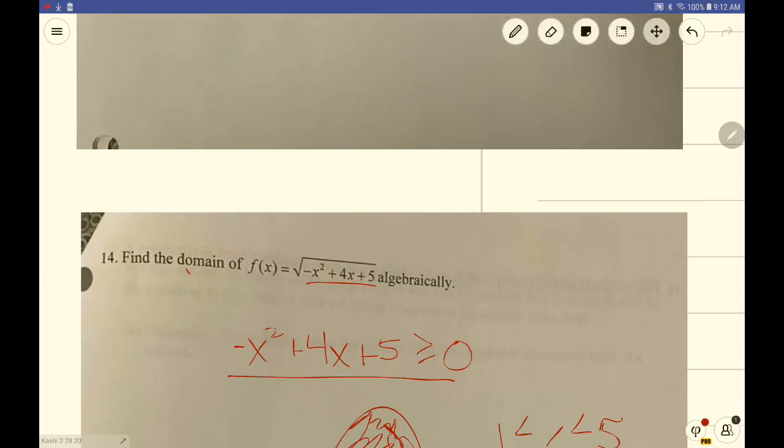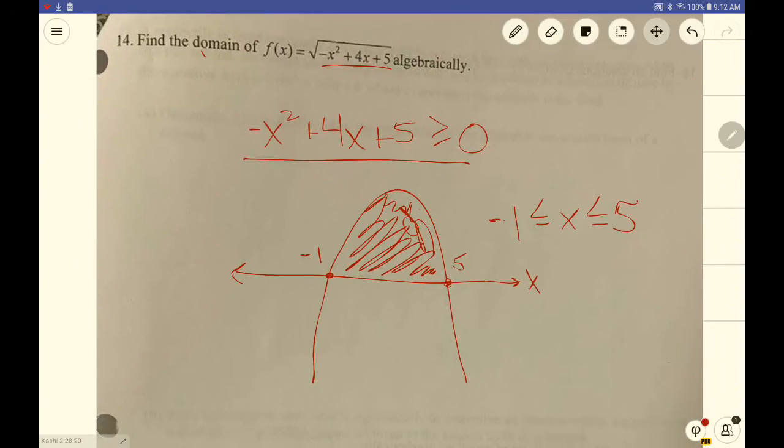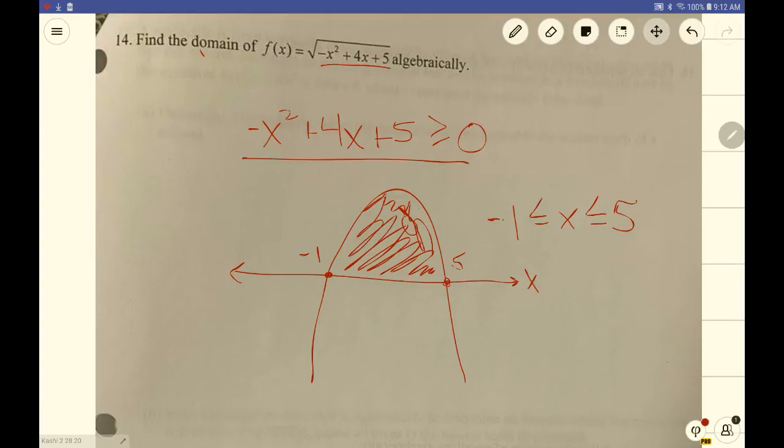And let's see if that's all we did. Oh, here we go. The domain is just to find out what values of x give you under the square root sign something that's greater than or equal to 0. And we did that with our calculator. We looked at the curve, found out the curve is greater than 0 between negative 1 and 5. And it crosses the x-axis at negative 1 and 5. So negative 1 is part of the answer, and also 5 is. So it's negative 1 is less than or equal to x is less than or equal to 5.